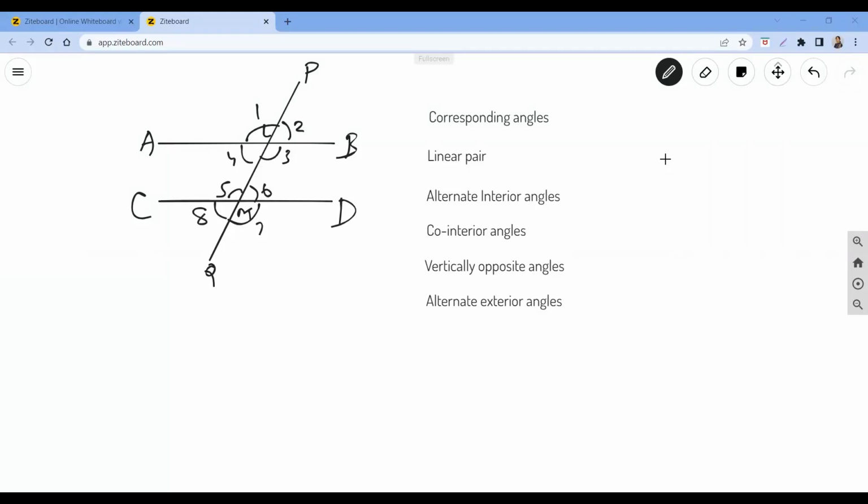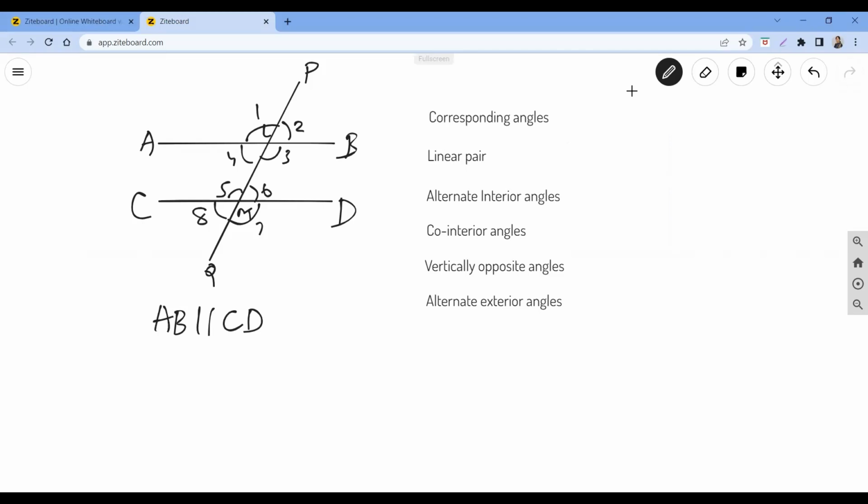So today we are going to talk about all the different types of angle pairs that you will get when you have two parallel lines cut by a transversal. AB is parallel to CD and PQ is a transversal, a line that cuts these two parallel lines. In such cases, you get many different types of angles and many students get confused here.